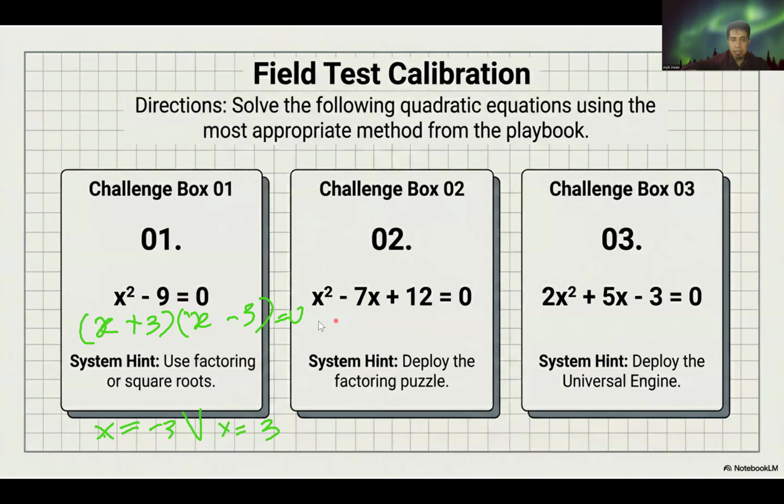And the second is x squared minus 2x plus 12 equals 0. You can see this is a challenge. Maybe you use factoring, or maybe you use the ABC formula. Okay, I recommend that you solve this equation. This is the field test calibration.